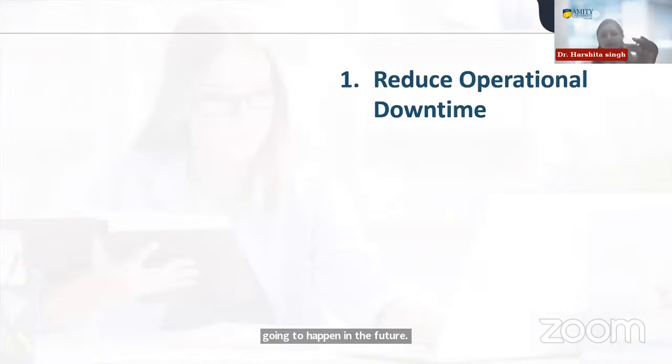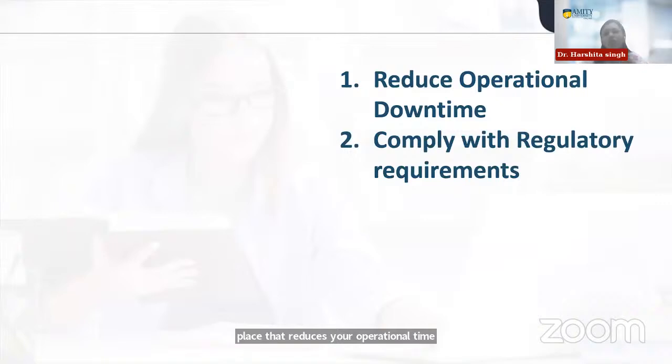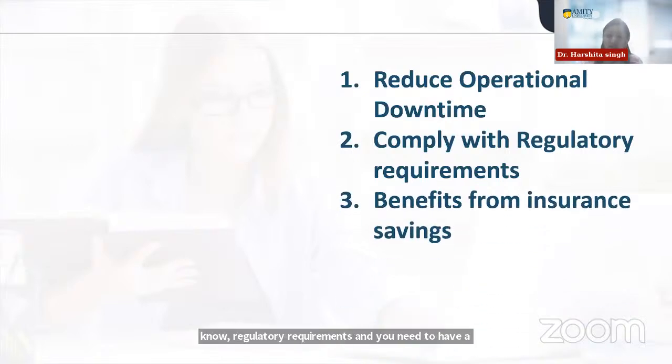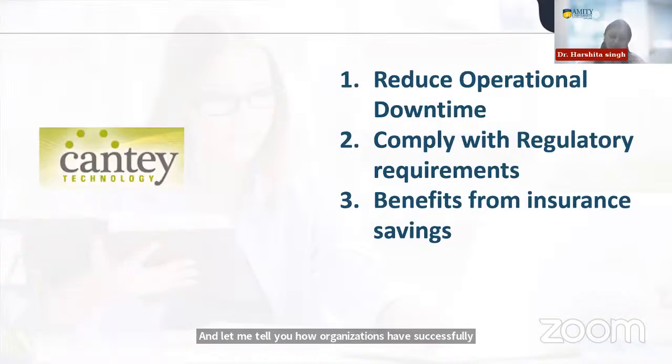Not only this, it is because of having the right BCMP in place that reduces your operational downtime. I'll explain how. It helps you comply with regulatory requirements. So particularly if you are in the aviation industry or the telecommunication industry or any such industry where business disruption is just not okay, you'll have to be compliant with the regulatory requirements, and you need to have a BCMP in place. Besides that, it also benefits you from insurance savings. Many insurance organizations these days offer you an option of paying less premium if you have a BCMP in place. And let me tell you how organizations have successfully done it over the period of time.